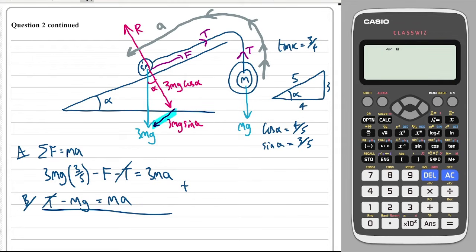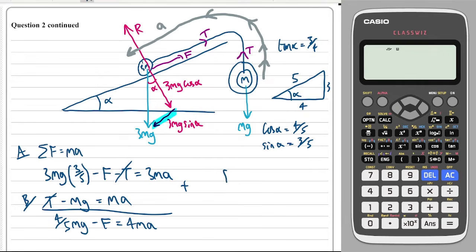And how many mg's am I going to have? Well, I've got 9/5 here, take away 1. So 9/5 take away 1 is 4/5. So I've got 4/5 mg. And I've still got this minus F, which is actually a bit annoying. We'll sort that out later. And that's equal to 4ma. Okay, so I need to sort this F out.